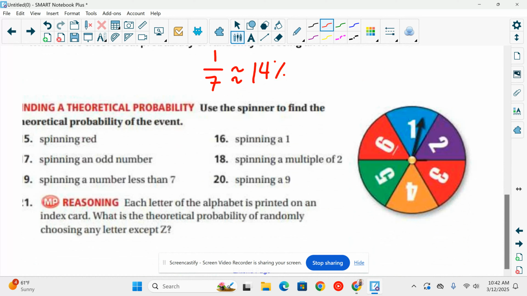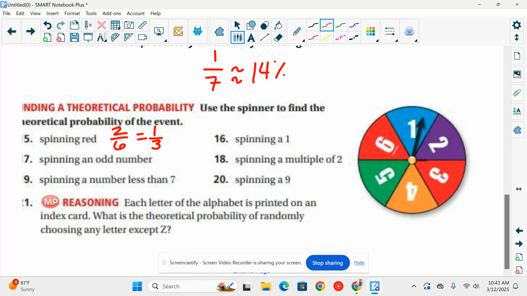Alright, look at this spinner. We want to find the theoretical probability of spinning red. We can't actually spin that spinner, can we? No. Okay? What's the chance of me landing on red? 2 out of 6. I have a 2 out of 6 chance of landing on red. If I simplified that, it would be 1/3. Let's just leave it as fractions right now. We don't have to turn it to a percent.